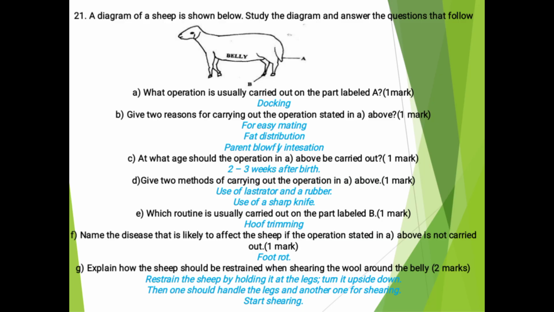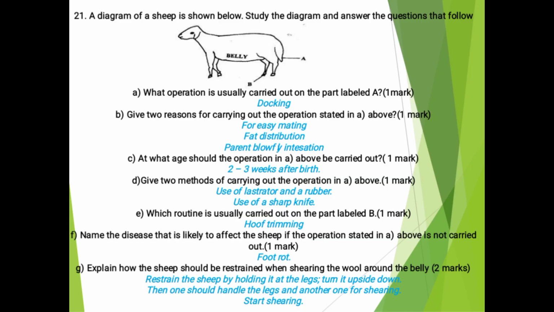What operation is usually carried out on the part labeled A? Since this is a tail or a dock, when you work on the tail, you can either do tailing or docking. Part B. Give 2 reasons for carrying out the operation stated in A above. We carry out docking or tailing so that we can facilitate easy mating, enhance even fat distribution, and also prevent blowfly infestation.